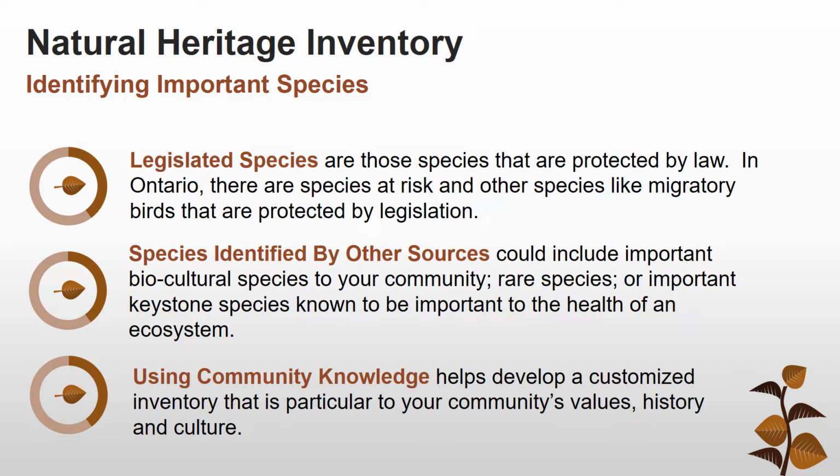Species can also be identified by other sources, such as important biocultural species to your community, rare species, or keystone species known to be important to the health of an ecosystem. When identifying important species, it is vital to use community knowledge. This will ensure that the inventory is customized to your community's values, history, and culture.